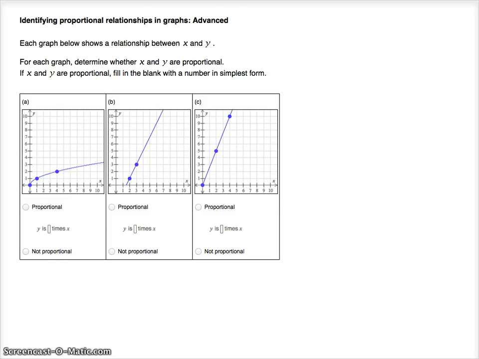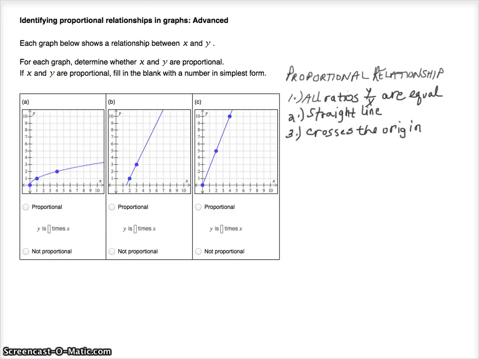So what we need to do is go through and remember our three ways that things are proportional. Okay, so our graphs have changed by one graph, so let's see if our proportional relationships have changed. One, all ratios of y over x are equal. That's the same. Two, it has to be a straight line. Hasn't changed either. And three, it crosses the origin. Still the same three steps. So we're going to be doing the same thing. They're just trying to trick you up a little bit. So if it's a proportional relationship, all of our ratios have to be equal.